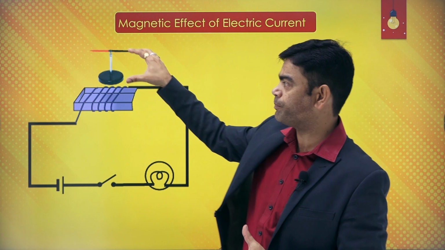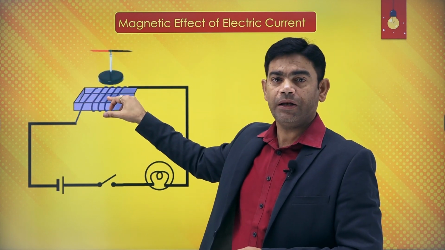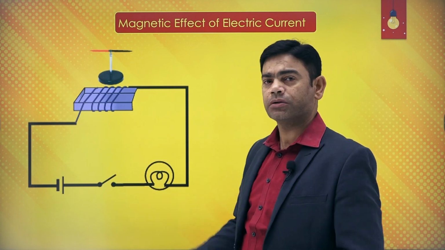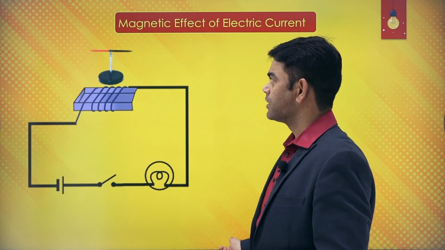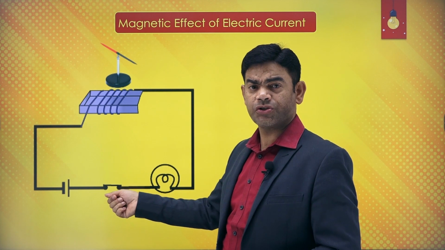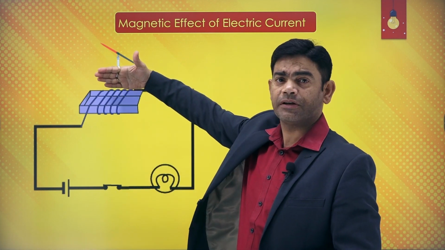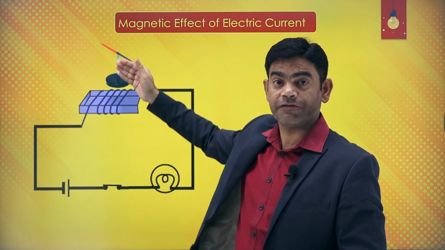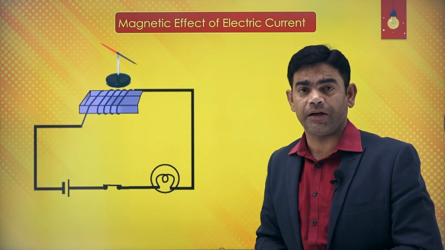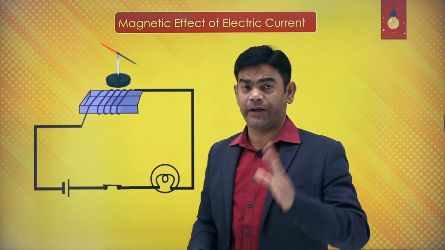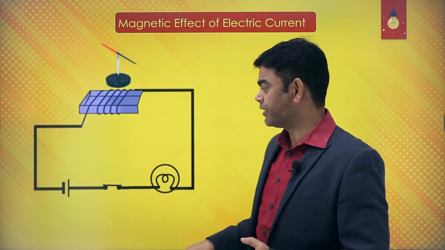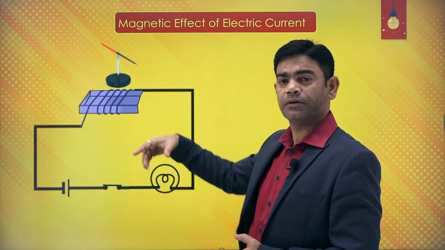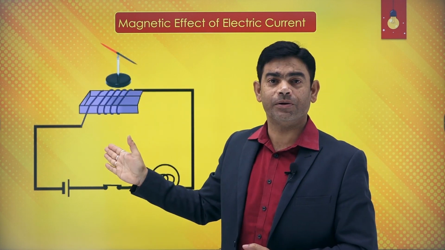So here I have placed a compass near a coil of wire, and this is my circuit. Now what to do? Switch on, nothing else. Let's see what happens. The moment you switch on the circuit, the compass deflects. The compass needle is being deflected. What is the reason behind it? I am not deflecting it. No one else is doing that. Why does it deflect? If it is switched off, normal. Switch on, it deflects. Why is it so?